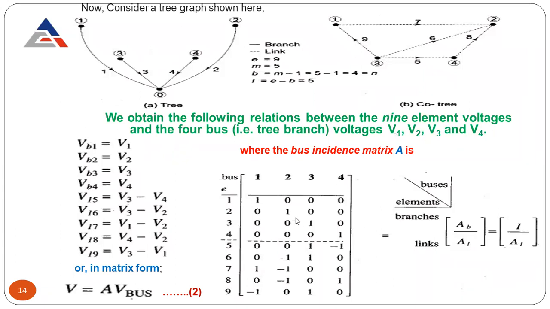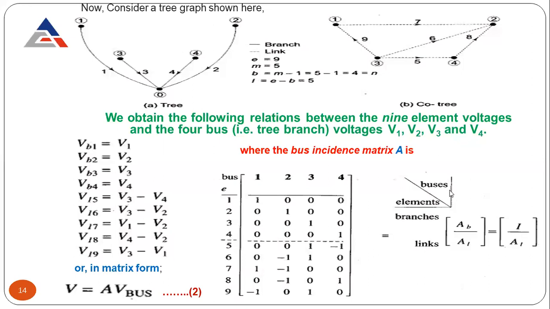So now how to draw the bus incidence matrix A? For this bus incidence matrix, on the row side there are a total of 9 rows, which is equal to the number of elements. And the number of columns is 4, that is the number of buses. So the total number of buses is 4.